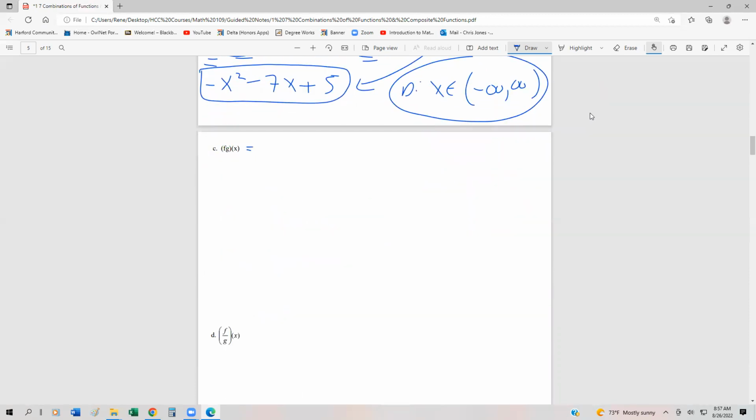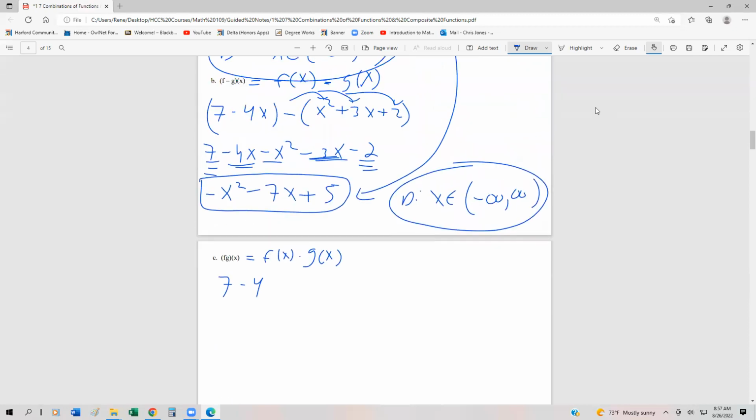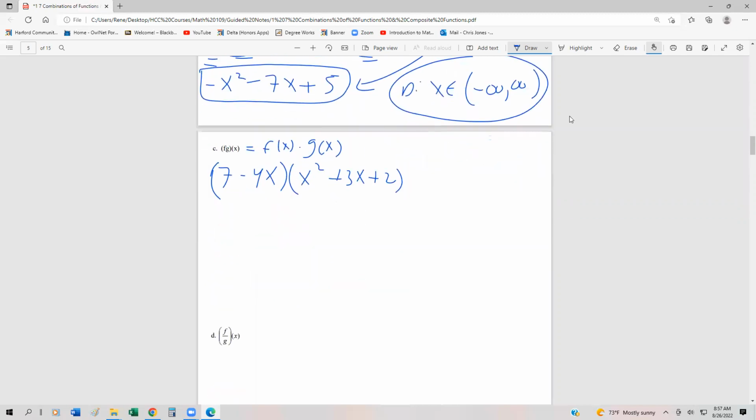We're going to multiply two functions. So that's going to be the same as f of x times g of x, or 7 minus 4x. And now we're going to multiply it by the other function, which was x squared plus 3x plus 2. Right? And so now when we multiply, we're going to basically have a FOIL problem that's a little bit bigger than a FOIL. So we have a 7. We're going to multiply by all three of those terms.